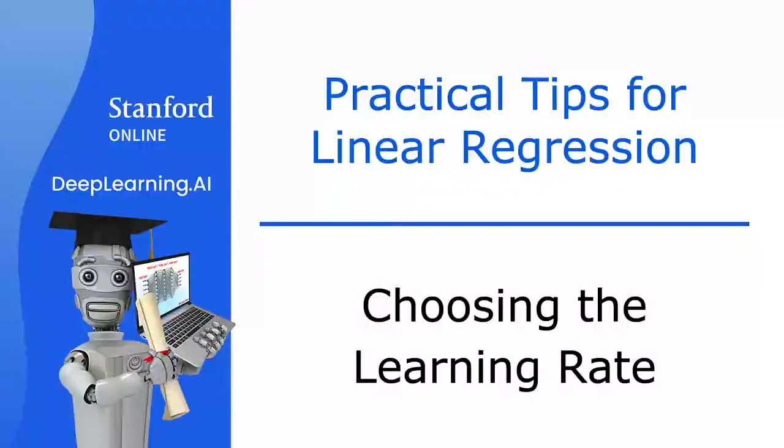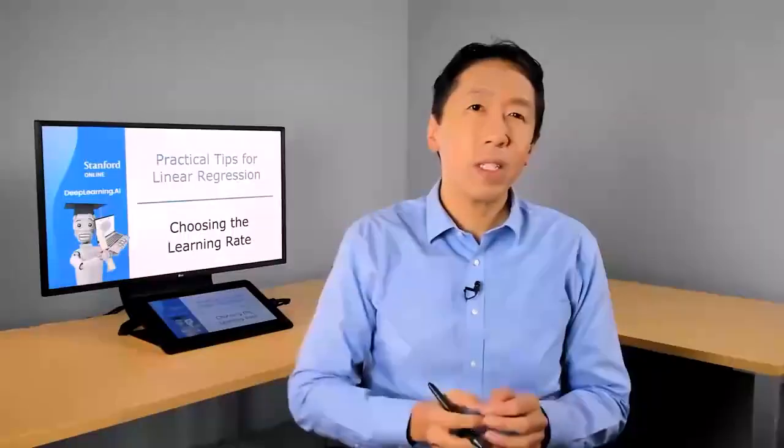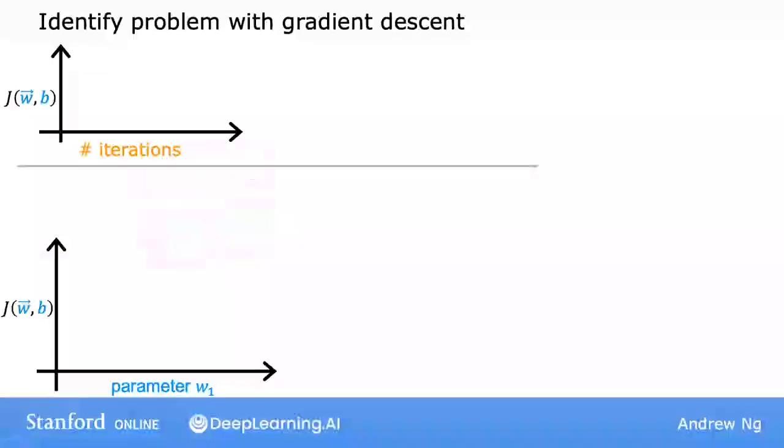Your learning algorithm will run much better with an appropriate choice of learning rate. If it's too small, it would run very slowly. And if it's too large, it may not even converge. Let's take a look at how you can choose a good learning rate for your model.